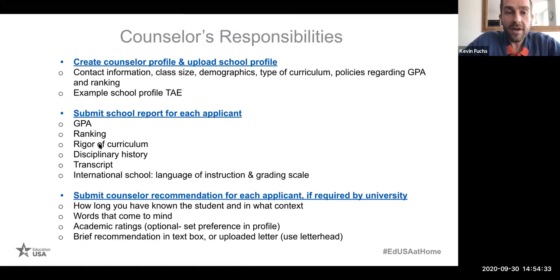And also very important, we have to submit all these school reports for each applicant, right? So the GPA ranking, if we use it. Like I said, I put no, so in my case that won't matter. The rigor of curriculum, disciplinary history. There's a question. Oh no, I have to go to that profile as well. That would be good, actually. I'm going to do that with yours, Rachel. So the disciplinary history, the transcript, and then again the international school, language of instruction, grading scale. All this information helps the universities understand who we are as a school, right?